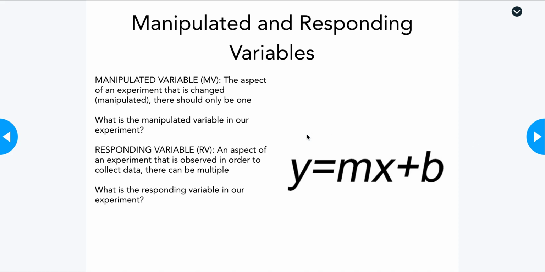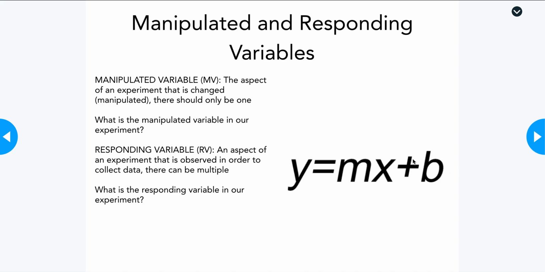If you are a math person, you might be familiar with this, y equals mx plus b. That is slope-intercept form of a line. In algebra, the x variable, or the x, that is going to be your manipulated variable. You can plug anything you want in for x, and that is the same thing for a manipulated variable. In science, though, we want to make sure that you only ever have one manipulated variable, just like in math you only have the one x.